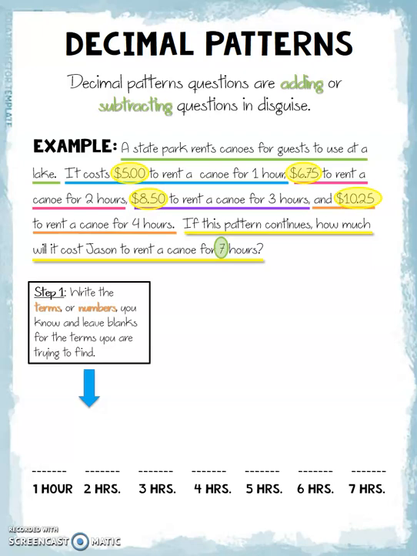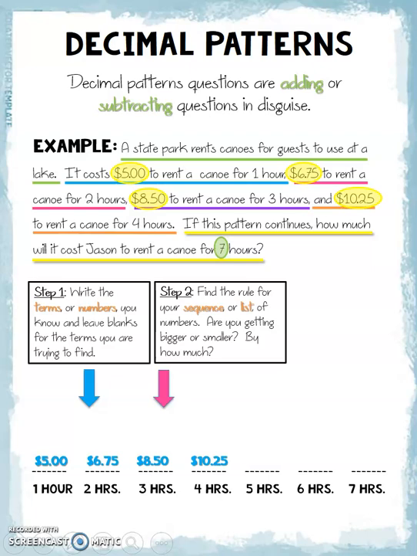So I know that Jason wants to rent this canoe for 7 hours. I'm going to list a line for each of those 7 hours. And I know the price for 1, 2, 3, and 4 hours of rental. The first hour cost $5. The second hour would be $6.75. To rent for 3 hours is $8.50. And to rent for 4 hours is $10.25. And I got that right from this second sentence that's made up by the blue, pink, purple, and orange underlines.